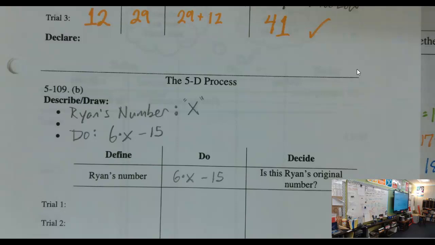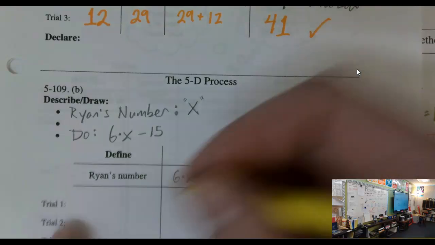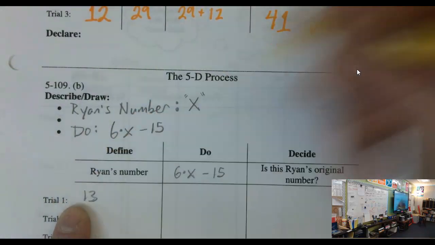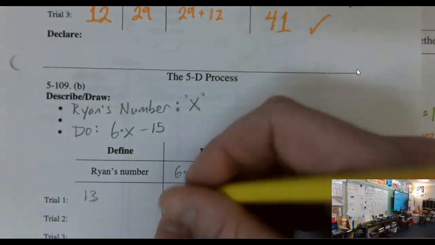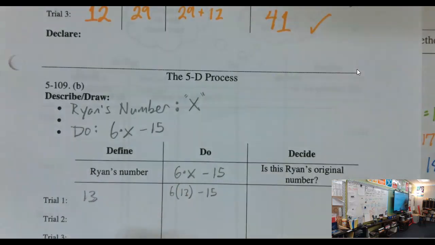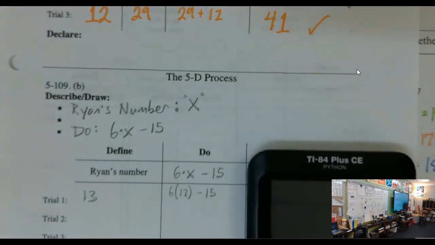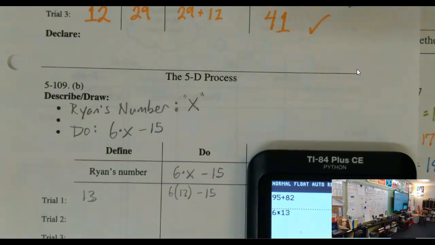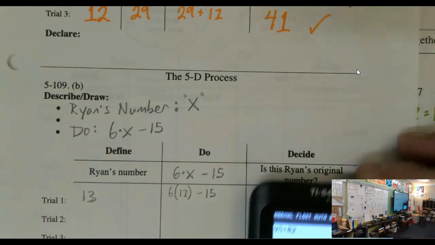Okay, go ahead and try something. I'll try one with you to make sure you're doing it right. What number do you want me to try? We'll do cards. Elias, what number do you want me to try? 13? Sure, 13. So then, 6 times 13 minus 15. 78, that got 63.